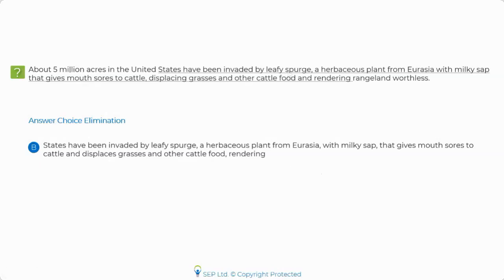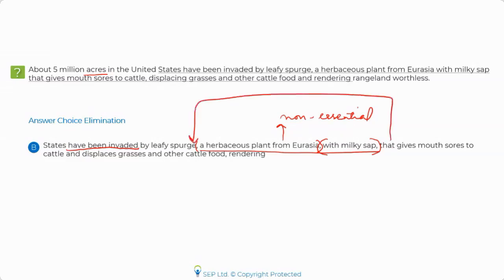So in B, if you see, we are saying acres have been invaded by the leafy spurge, a herbaceous plant from Eurasia. If you see, this is a non-essential modifier here. This again is a non-essential modifier here. Now, the that or which, I think one of you asked me a question about this earlier. All right. This that can now modify leafy spurge because a non-essential modifier should be imagined as not existent when you are reading a sentence.